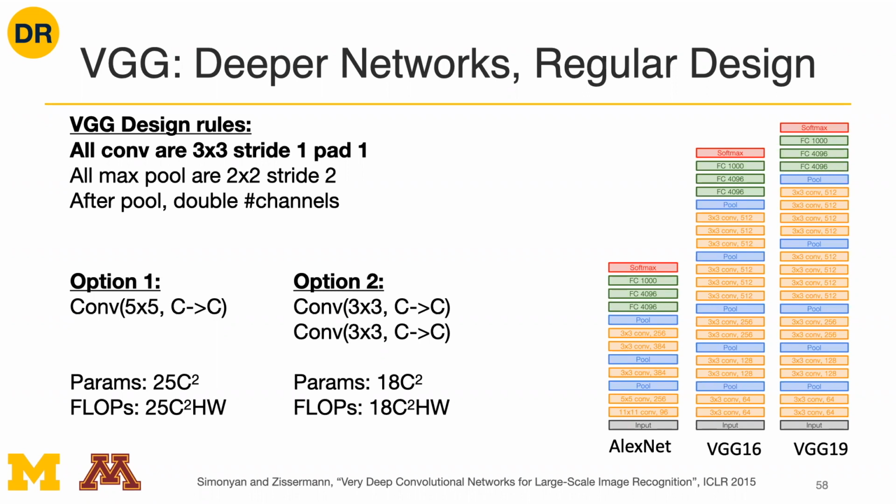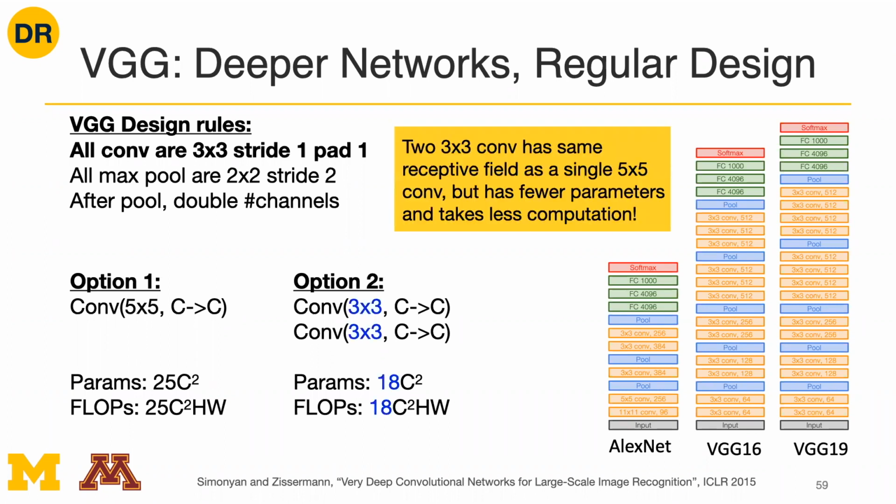So if you compare option 1 with option 2, we are significantly decreasing the number of parameters, and the computation is also decreased. The other thing is you can add a ReLU between the convolution layers, which means you're increasing the nonlinearity of the network, which is good. So the two 3x3 convolutions have the same receptive field, fewer parameters, and thus less computation. That is one design choice that they took and also explained for the community to follow.